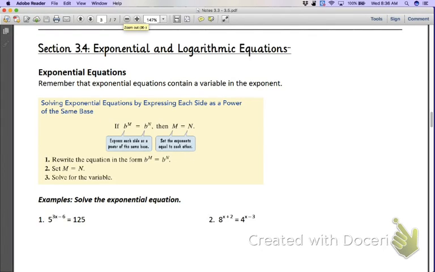Whenever we have exponential and logarithmic equations, we're going to do exponential today, then we'll do logarithmic tomorrow. So whenever you have exponential equations, if your bases are the same, you can solve this if you just set your exponents equal to each other. Tomorrow, if the base of your log is the same, you're going to be able to set the argument part of your logarithm equal to each other.